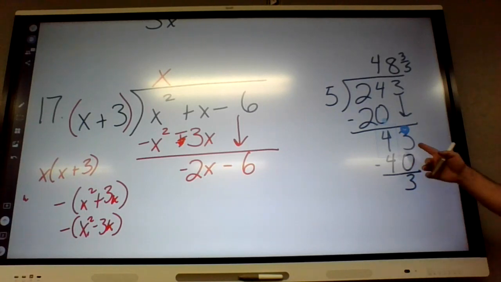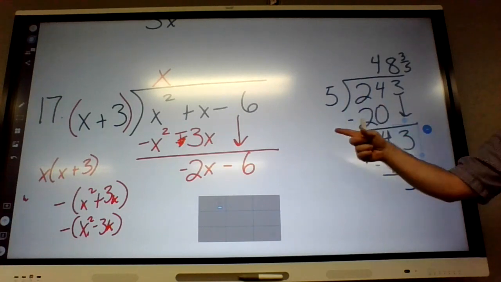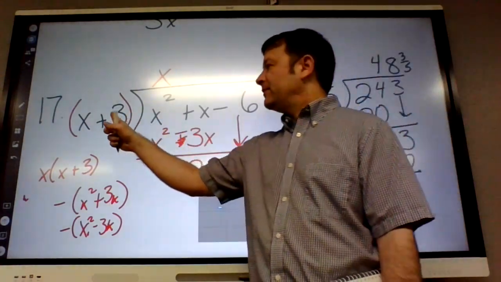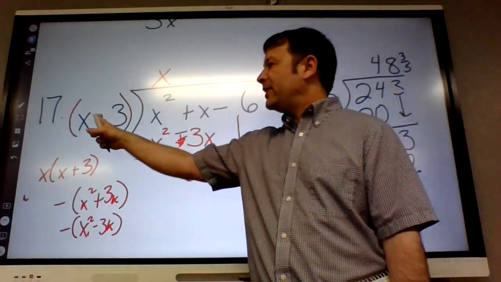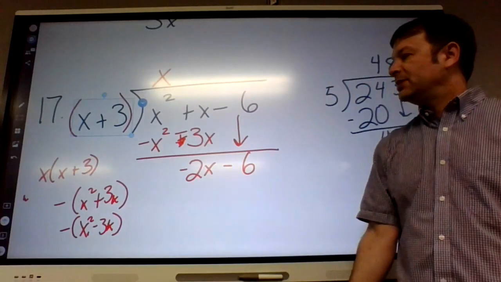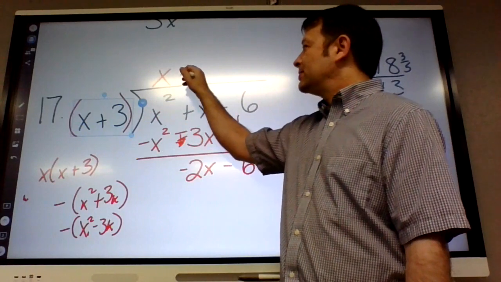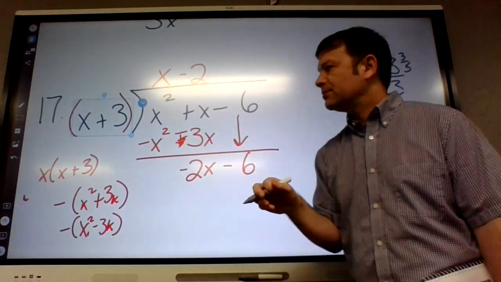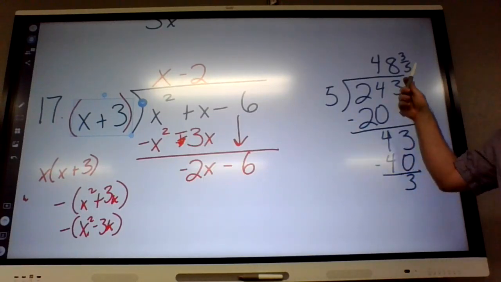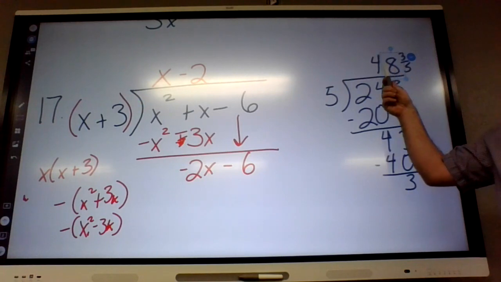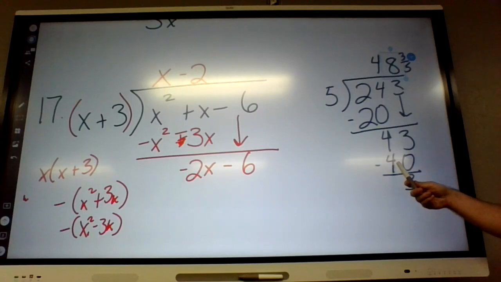Then what happened after we brought it down? We divided again. We started over. 43 divided by 5. So now we're doing this divided by this. But really you just focus on the front part. What's negative 2x divided by x? Negative 2. Just look at the front part. Negative 2x divided by x is negative 2. Okay, after I put a number up there, what did we do? Multiplied. Put it down here and subtracted.